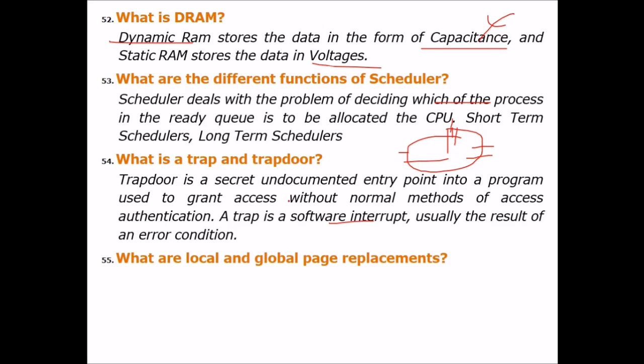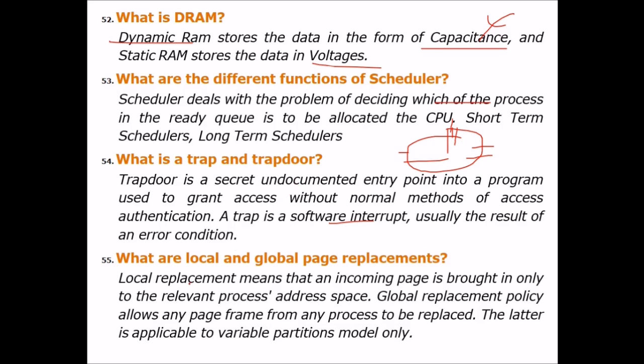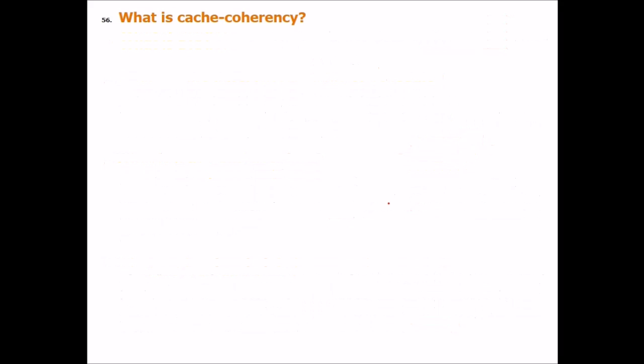What are the local and global page replacements? Local replacement means that an incoming page is brought in only to the relevant process address space, while a global replacement policy allows any page frame from any process to be replaced. So the latter is applicable to the variable partitions model only.